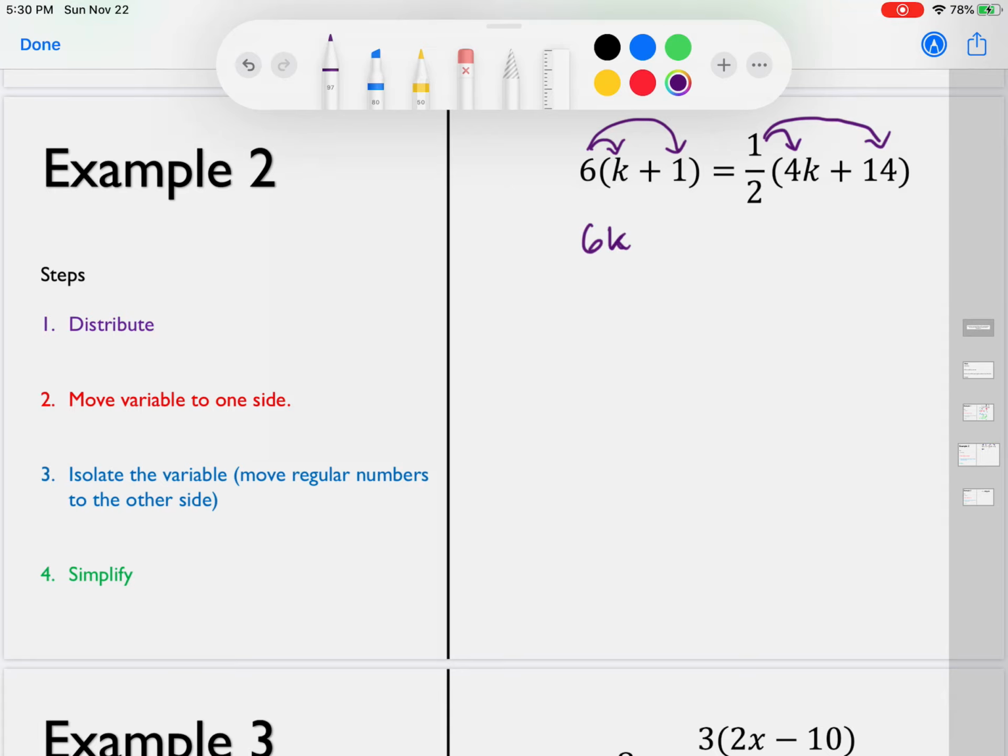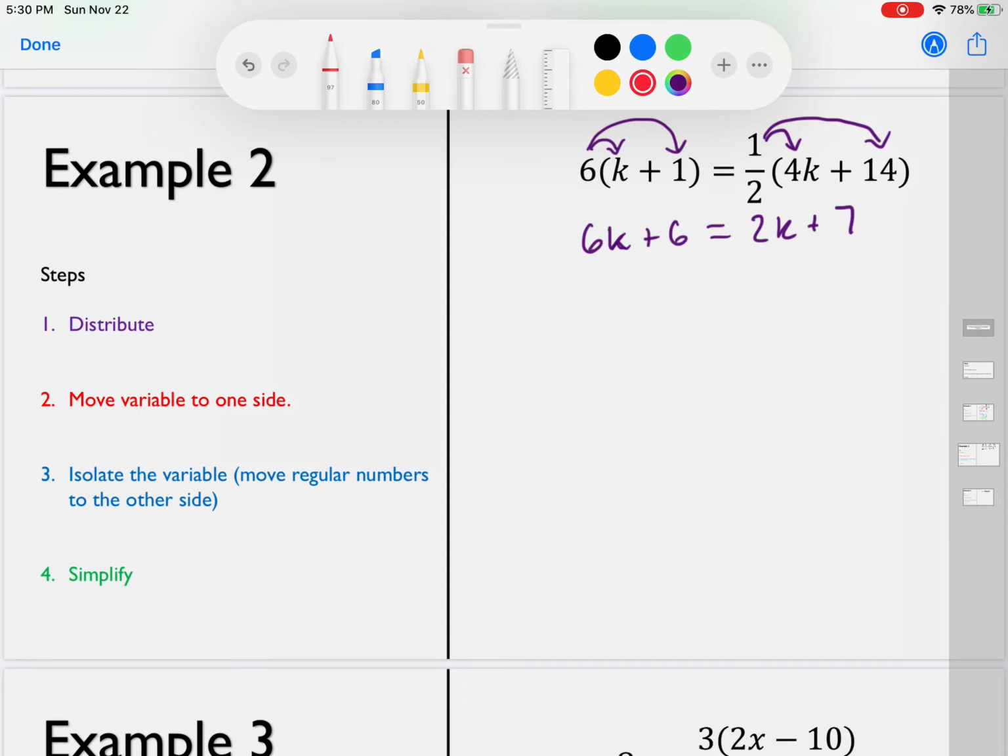Looking at the left side first, 6 times k is 6k. Oh, that was a really nice k. Good job, Mr. Wright. Good handwriting. 6 times 1 is 6, so plus 6 equals. Now, half of 4k is 2k, because if we're multiplying by half, that means we're really dividing by 2. So half of 4k is 2k, and then plus half of 14, which would be 7.